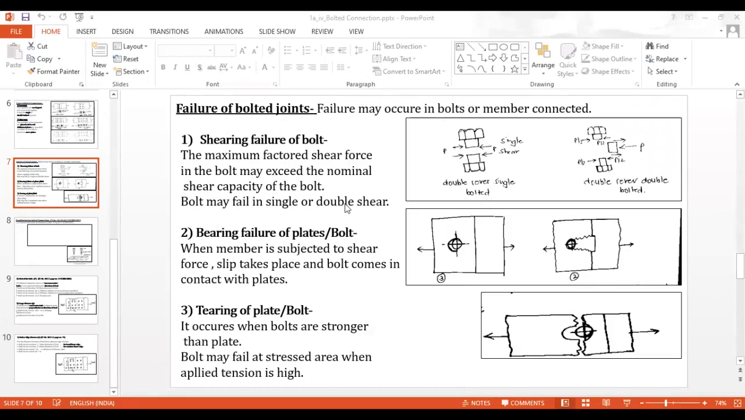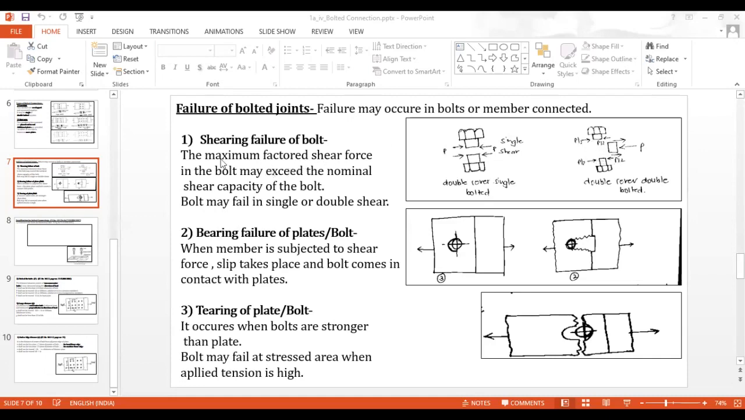In today's lecture, we will first study the modes of failure of a bolted connection. A bolted connection may fail by three types of failure. The first is shearing failure, the second is bearing failure, and the third is tearing failure. Now, the shearing failure may take place in two planes. Either it may be a single plane failure, or it may fail in two planes.